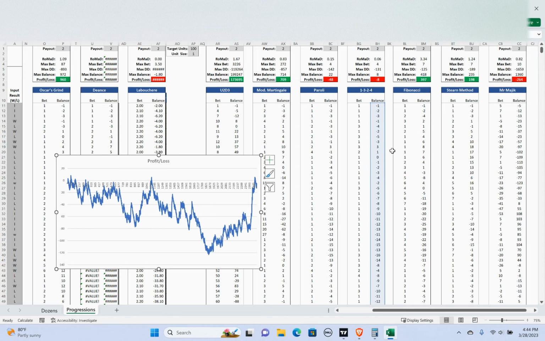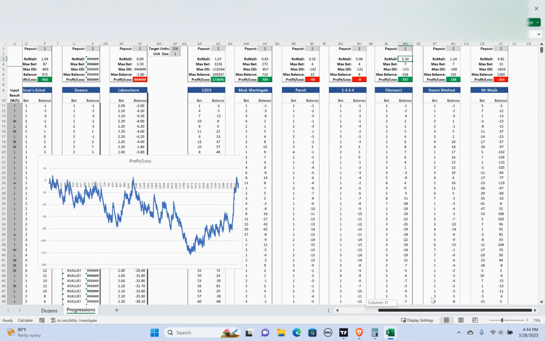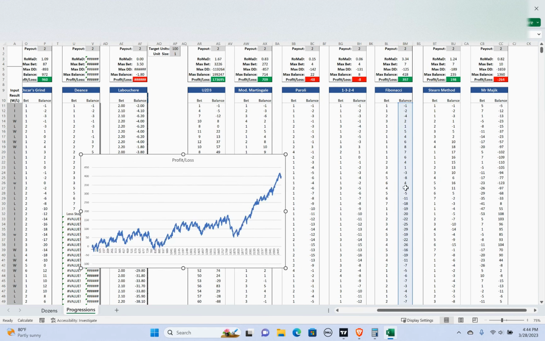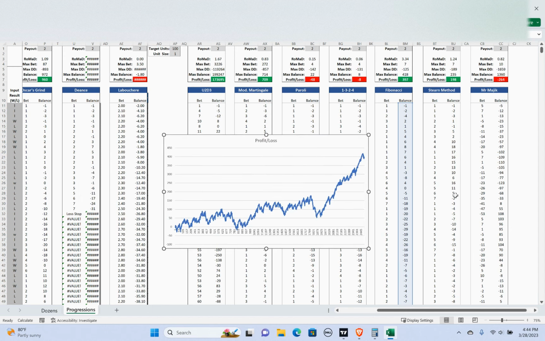Now, here's the one that surprised me the most. In all my years of testing, I don't think I've ever tested a system where the Fibonacci turned out well. But believe it or not, as you can see with a ROMAD score of 3.34, it was by far the best performing progression on here. And I can't believe it. I'm shocked by that. Look at that. That is really impressive. I'm pretty stoked about that. And just surprised again that that performed well. I didn't expect that.